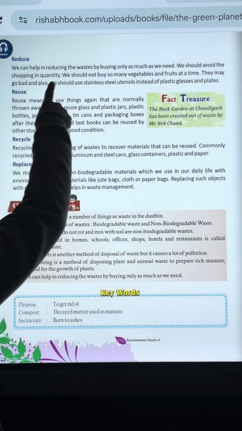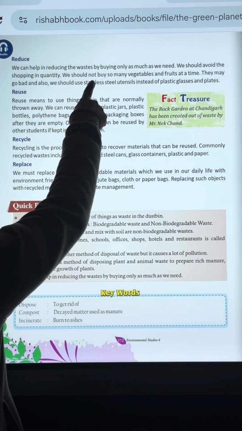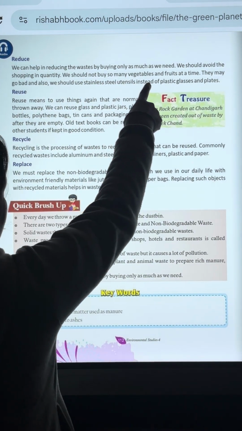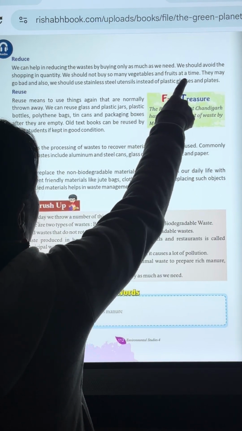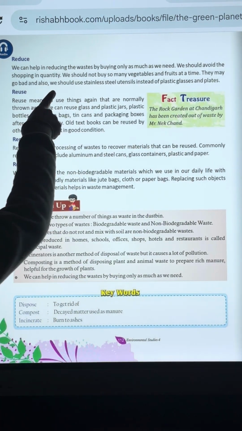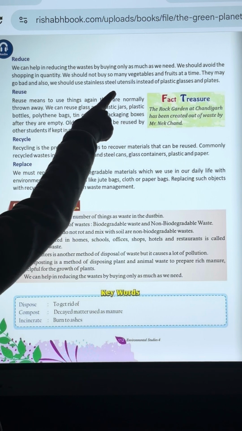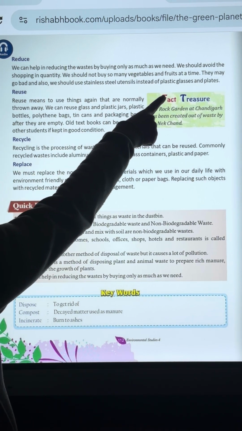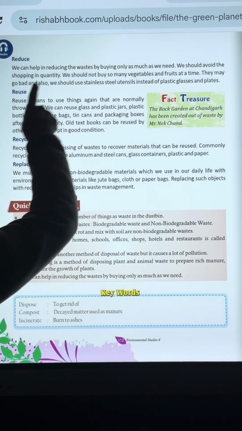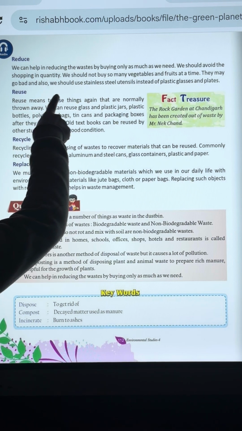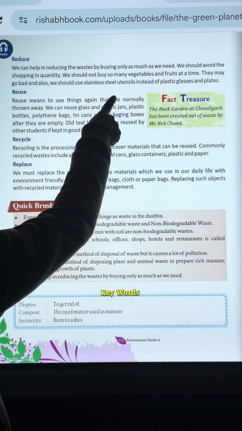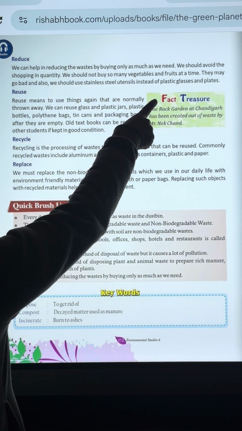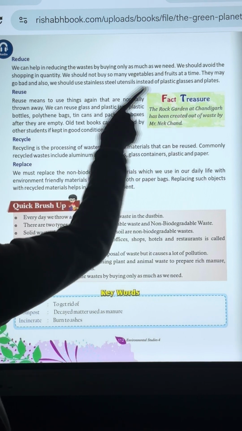Reduce. We can help in reducing the wastage by buying only as much as we need. We should avoid shopping in quantity. We should not buy so many vegetables and fruits at a time. They may go bad, and also we should use stainless steel utensils instead of plastic glasses and plates.